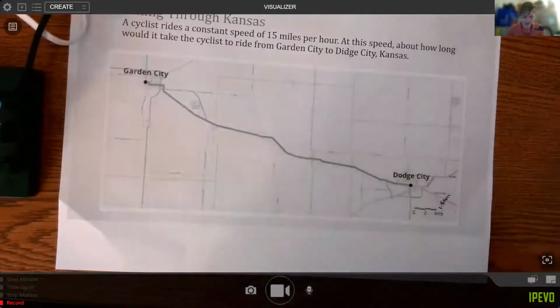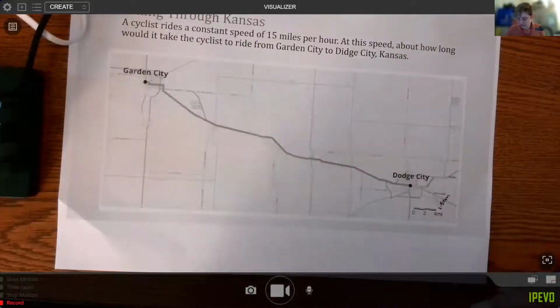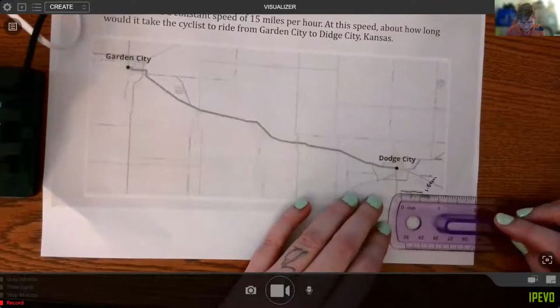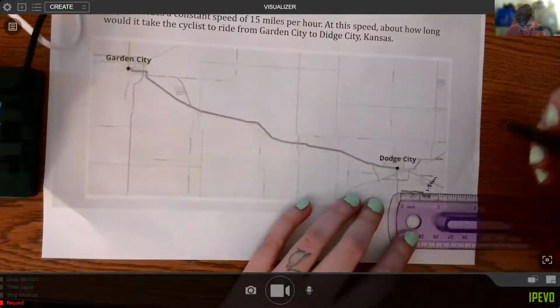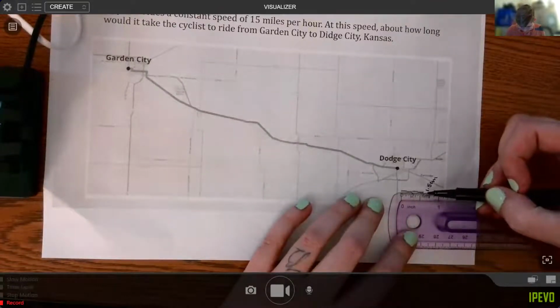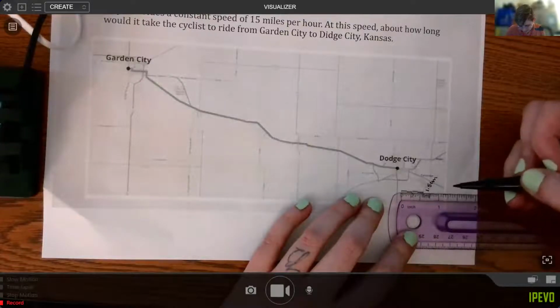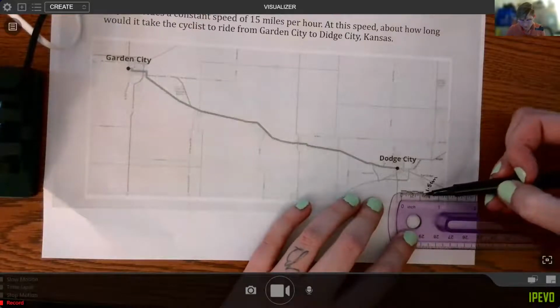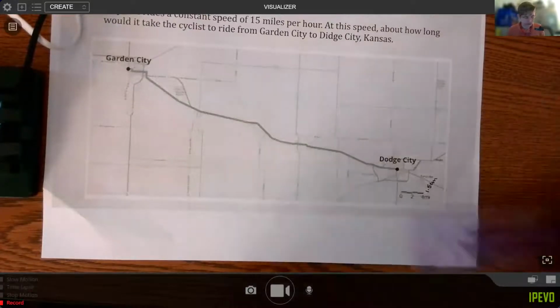Now, just for fun, let's see if it gives us anything better to work with in inches. When I measure, I get roughly 4, maybe 5/8 of an inch. Not really a helpful number. So let's stick with our centimeters.